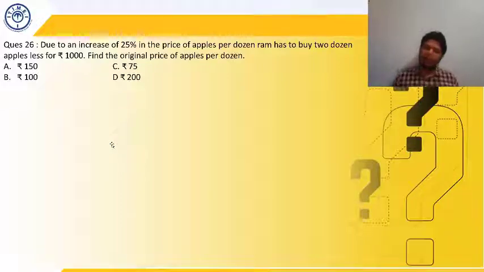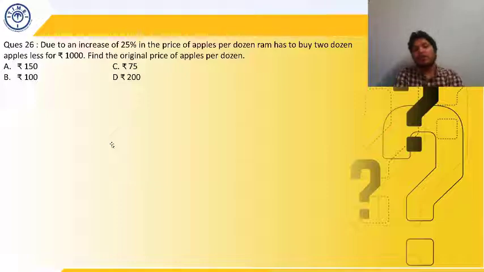Okay, I hope all of you have read the question and some of you have solved it also, and some of you have got the idea what has to be done. So let's start solving this question. So let me just solve it for you. Due to an increase of 25% in the price of apples per dozen, Ram has to buy 2 dozen apples less for rupees 1000. Find the original price of apples per dozen. You need to find out the original price of the apples per dozen.